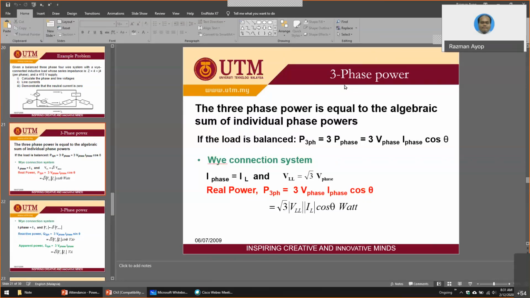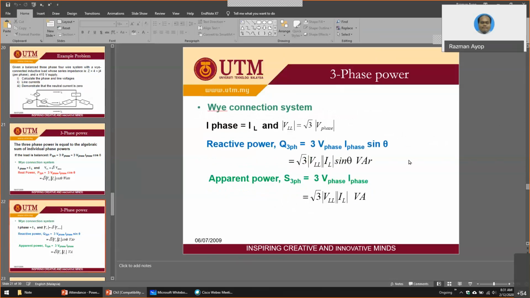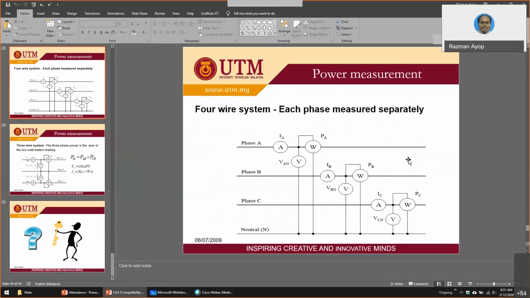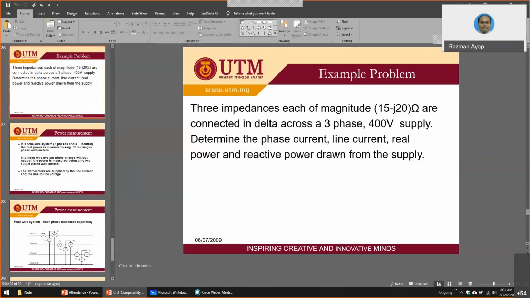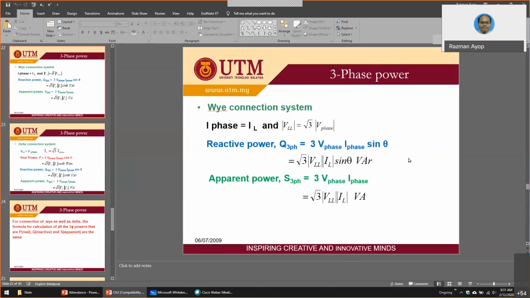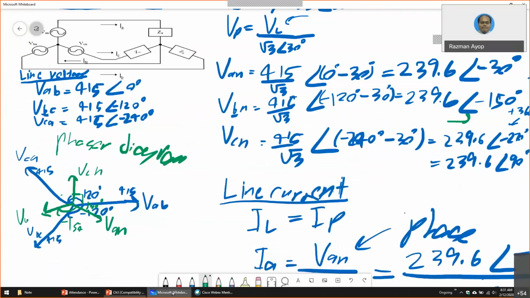Okay, next week we have the mid-sem break, so there is no class next week. For week 9, we will learn about three-phase power. It is actually easy and simple. And we will learn how to measure the three-phase system. For now, I will give you another example.